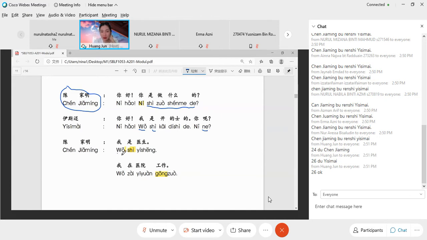Then we use subject plus 是 and the person's job here. So 我在医院工作. 工作 means work. 在 means at. 医院 is a place, hospital. So I work at a hospital. Okay, this is about the whole passage.